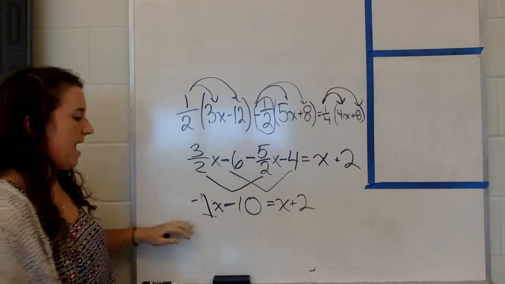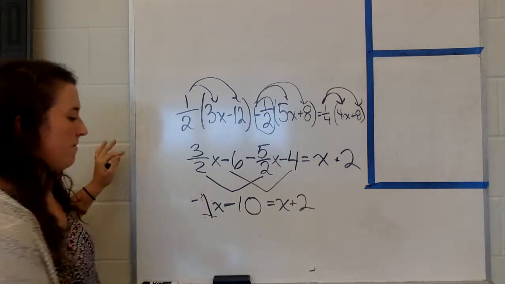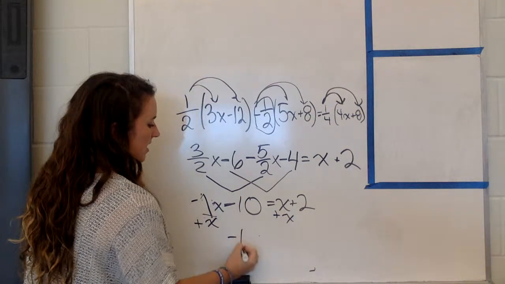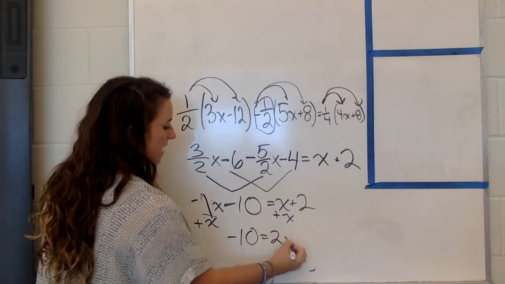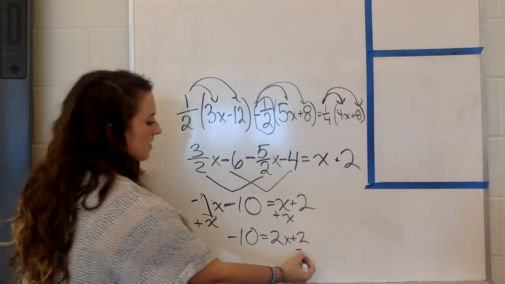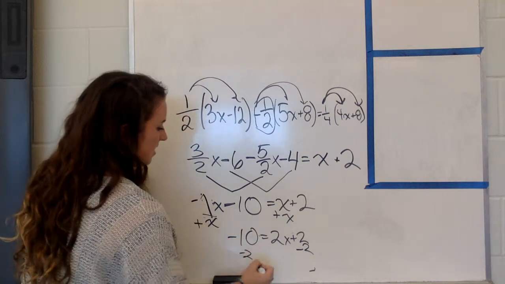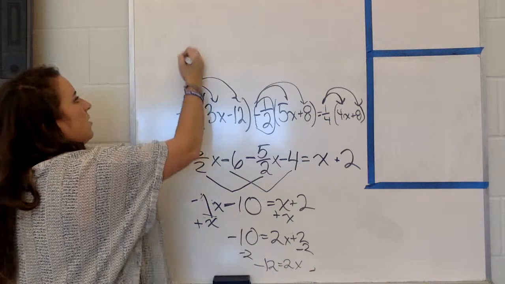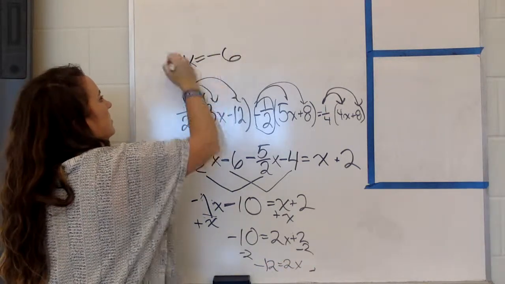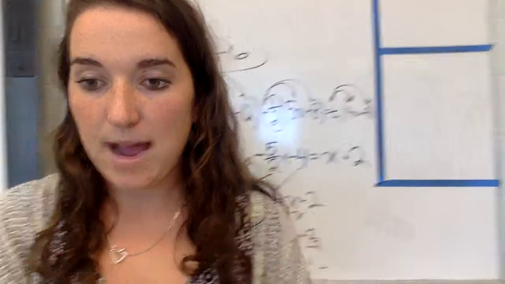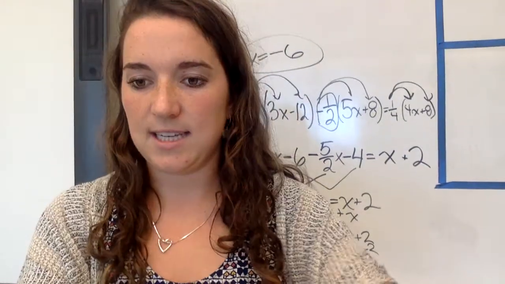Now I need to get my x's on the same side. I want to move my smaller one, add x here, get negative 10 equals 2x plus 2. You want to subtract 2 here, subtract 2 here. Negative 12 equals 2x. The correct answer is x equals negative 6. All right, go ahead and finish up the practice problems as well as the exit ticket on the back.